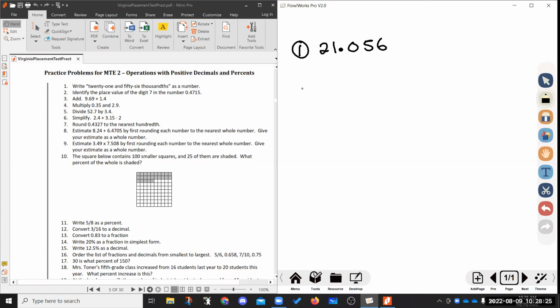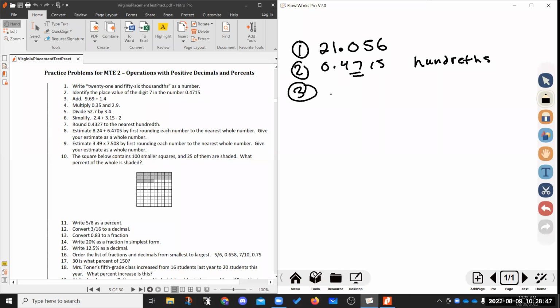The next problem asks us to identify the place value of the 7. That's in 0.4715. That's 7 right there. It is in the second decimal place, so it's in the hundredths. Hundredths with a TH place value.